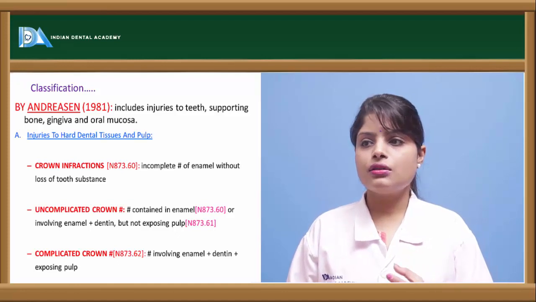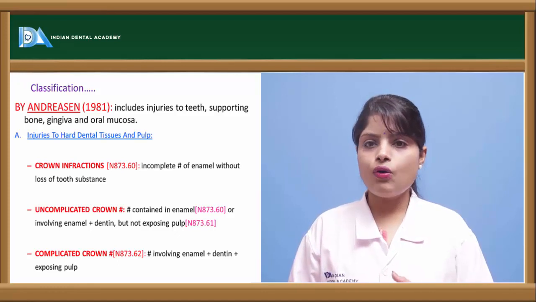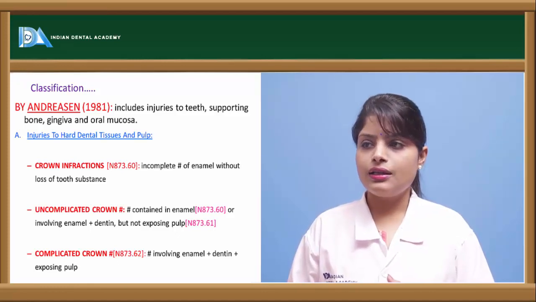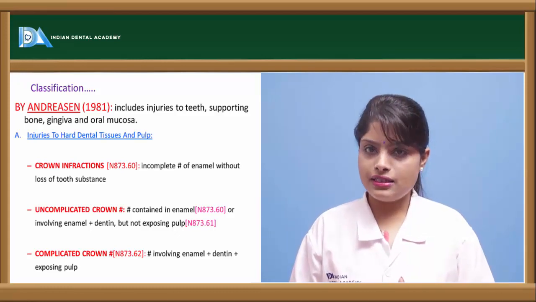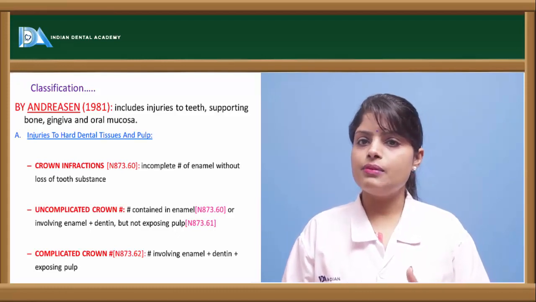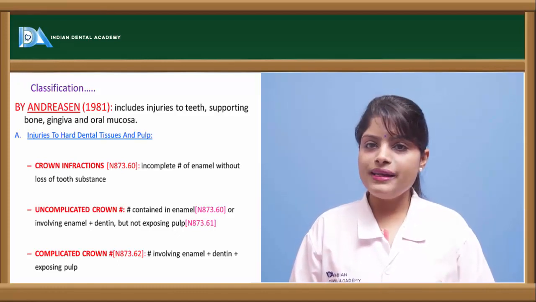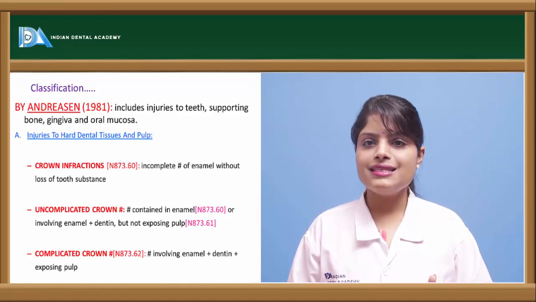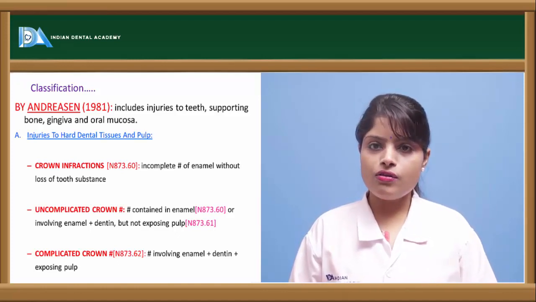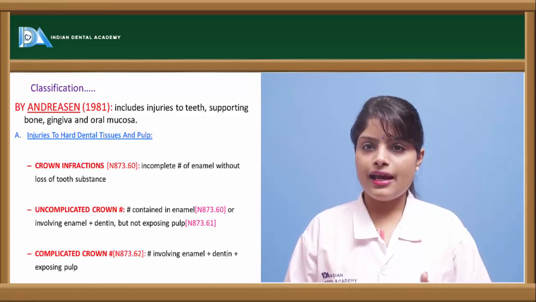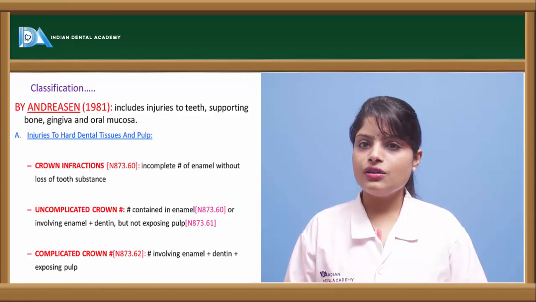Then class N873.70 involves uncomplicated crown fracture. That is, it is contained to the enamel and the dentine without involving the dental pulp or exposing the dental pulp. Then comes complicated crown fracture, which is N783.62. It involves enamel, dentine and exposing the dental pulp. That is why it is called the complicated crown fracture.